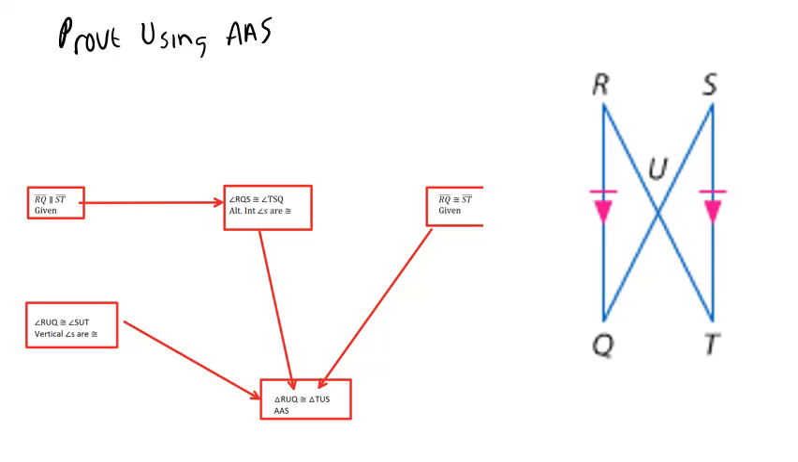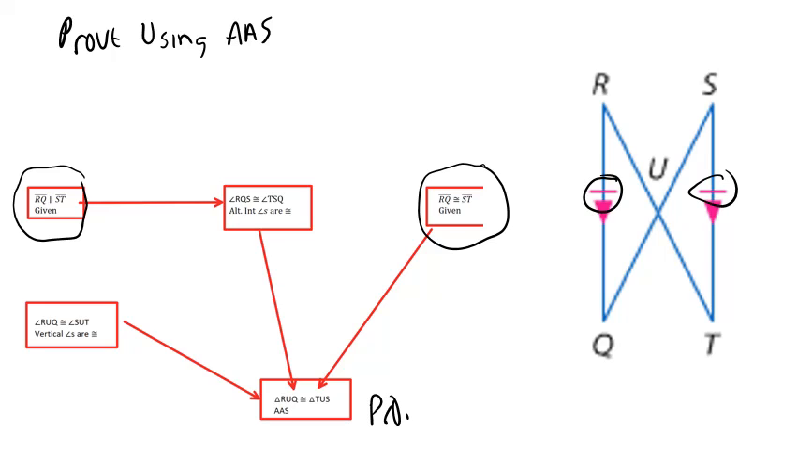So first there were two given statements. This was a given that RQ, this line segment RQ, and segment ST are parallel to each other. That was given. And we're also given that RQ is congruent to ST, which we can see from these little congruency hash marks right here. And what we're asked to prove is down here that triangle RUQ is congruent to triangle TUS.